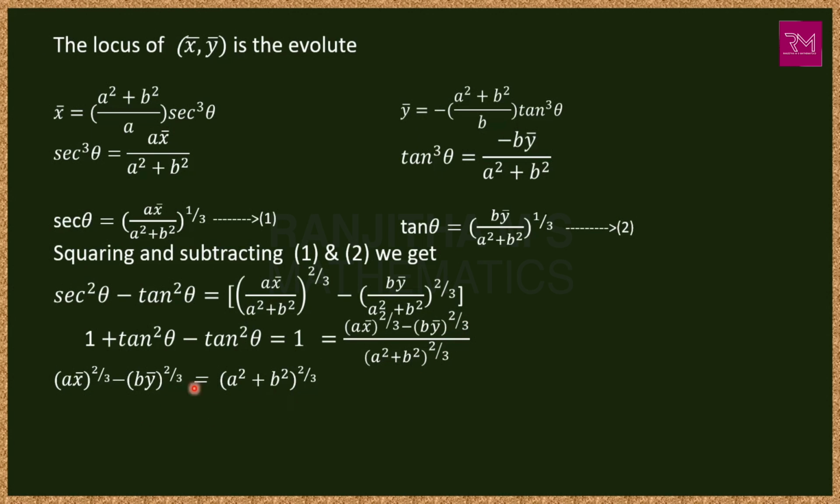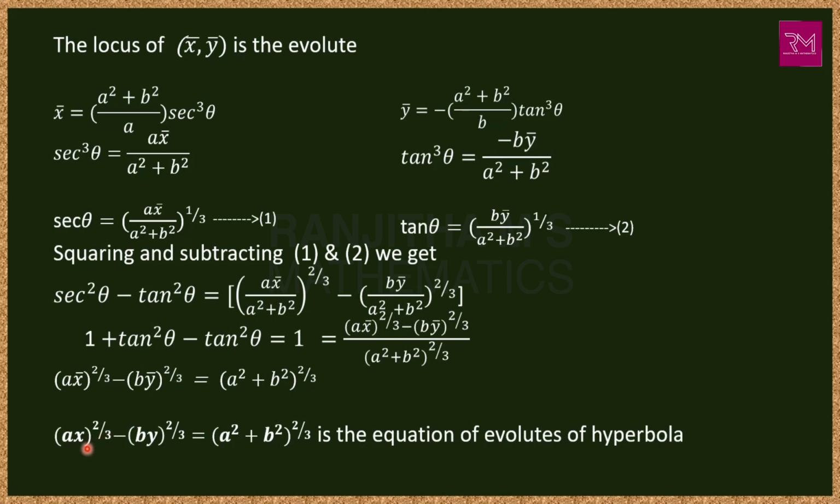In the next step, we replace the x bar and y bar terms by x and y. Hence we get (a x) whole power 2 by 3 minus (b y) whole power 2 by 3, which is equal to (a square plus b square) whole power 2 by 3, the required equation of the evolute of the hyperbola. This completes the problem. Finding evolutes of the parabola, ellipse and hyperbola was a very important problem. They will ask it in the examination.